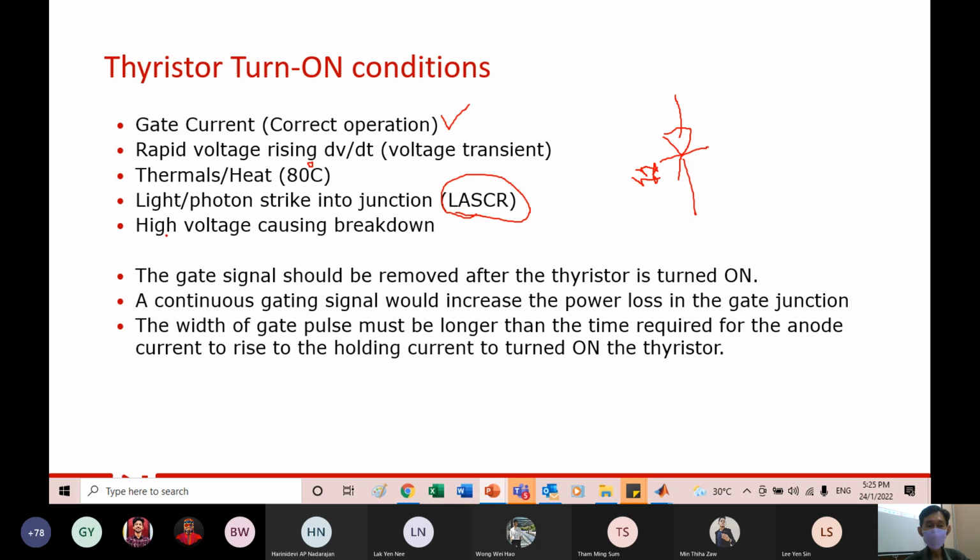And of course, the other type is high voltage breakdown, which means that you put a negative and a positive here, reverse bias. If this thyristor can withstand 1000 volts, and you apply more than 1000 volts, it breaks through. Again, it will turn on. And it does not just turn on, it will damage the thyristor.